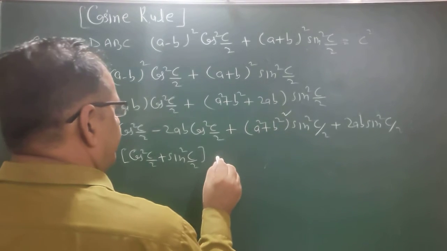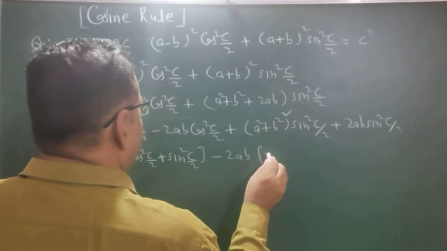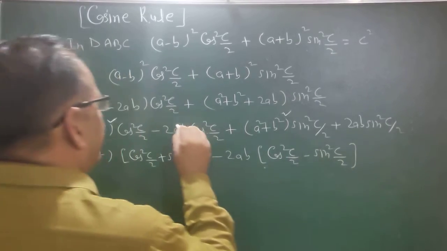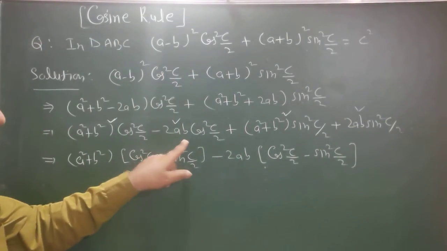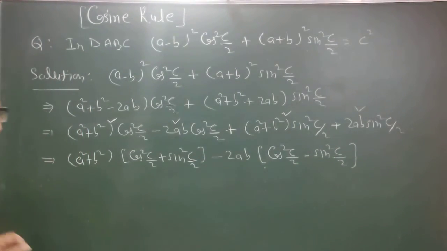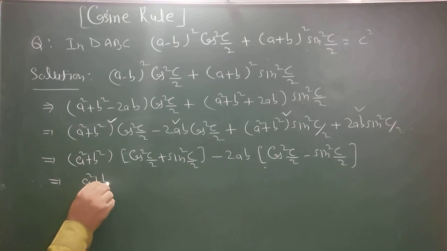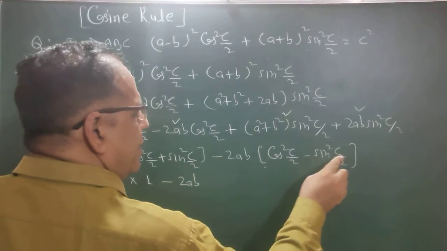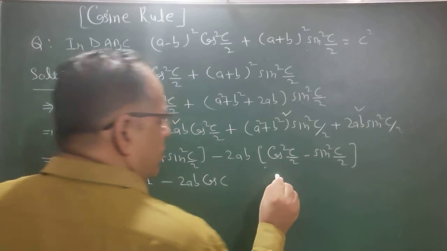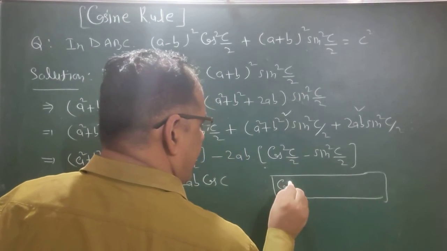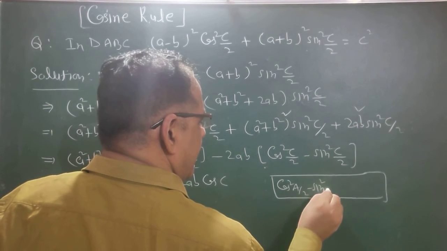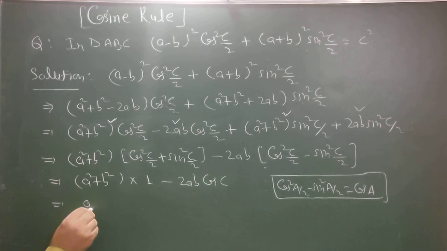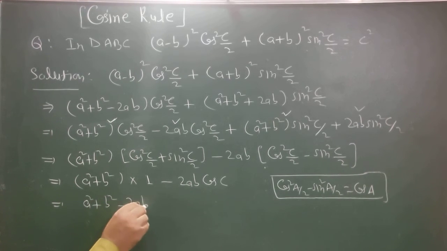Now the remaining two terms: minus 2AB is common, and inside the bracket we have cos square C by 2 minus sin square C by 2. In the first term, cos square plus sin square becomes 1, so A square plus B square, minus 2AB, and here the identity cos square theta by 2 minus sin square theta by 2 equals cos theta, that means cos C. So here we use the identity cos square A by 2 minus sin square A by 2 equal to cos A. So now A square plus B square minus 2AB cos C.